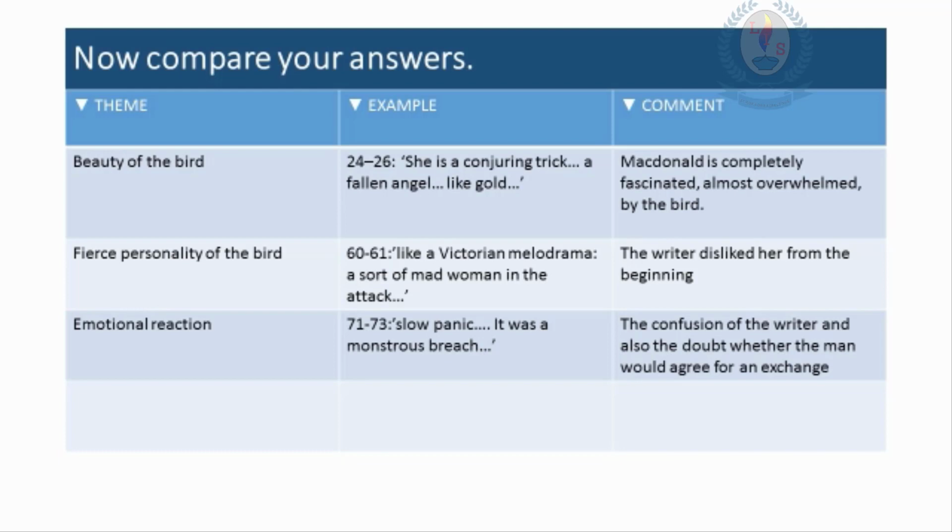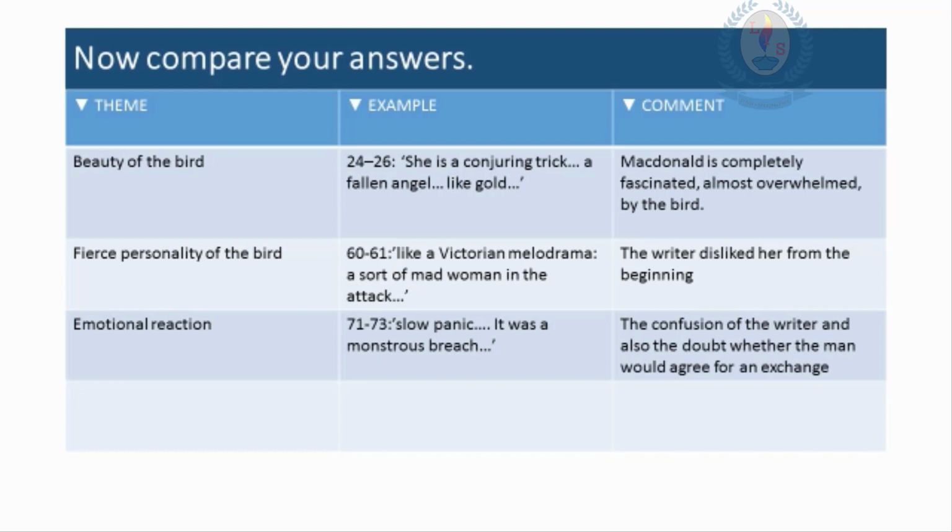Second theme: fierce personality of the bird. Example, line 60 to 61. "Like a Victorian melodrama, a sort of mad woman in the attack." The writer disliked her from the beginning.